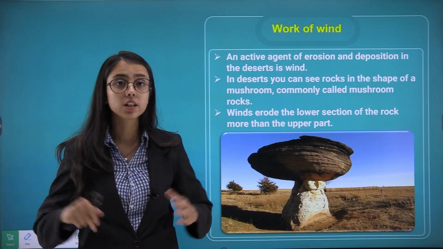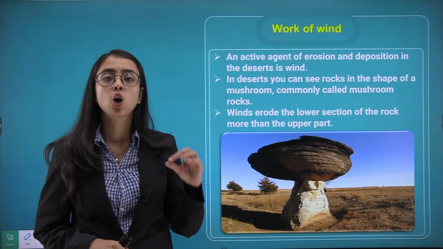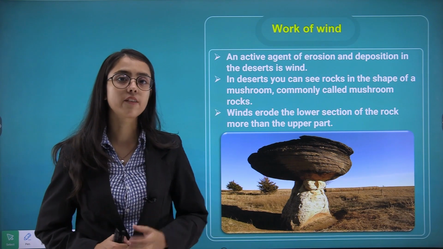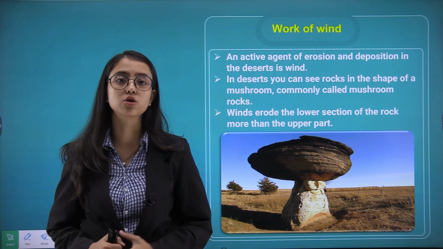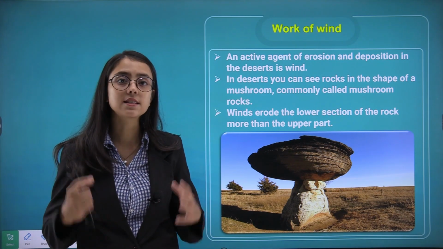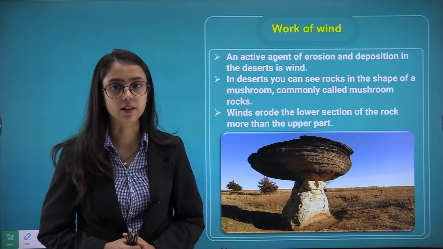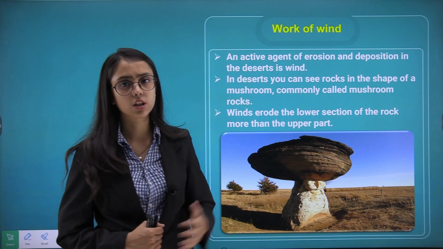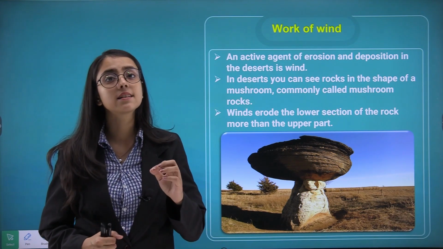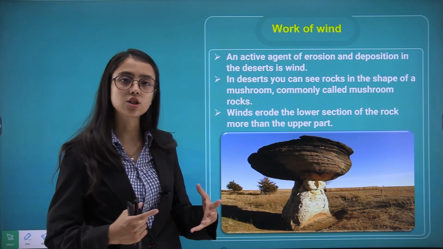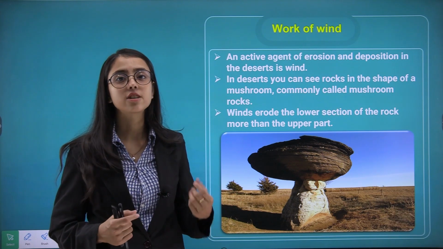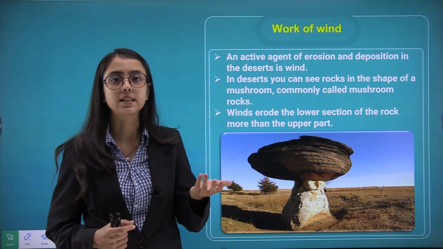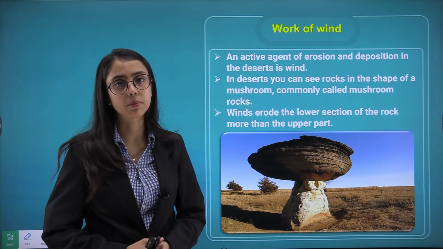Now let's talk about the work of wind. Wind is one of the major factors for erosion and deposition of soil, as well as the formation of major landforms. It is an active agent for erosion and deposition, mainly in desert regions, because in desert regions the sand is very dry and very light, so it can be carried easily away by the wind.